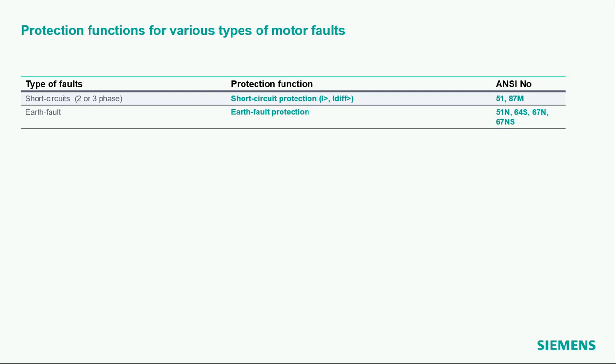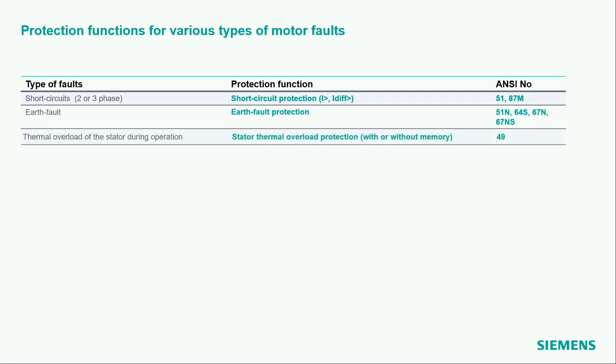For the isolated network, we have special functions, isolated and compensated networks, as we use them also in distribution grids. At least here in Central Europe, we have a lot of distribution grids which have a Peterson coil grounding. And it's basically the same function we can apply. It's a directional sensitive ground fault protection, which is a little bit more complex and complicated.